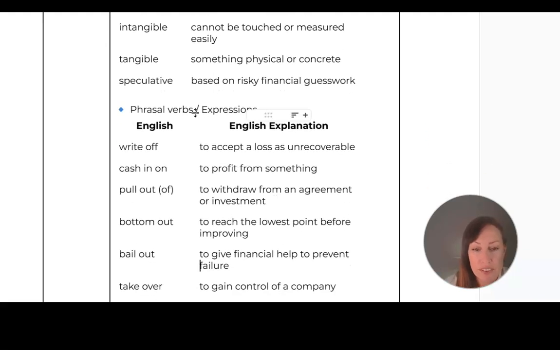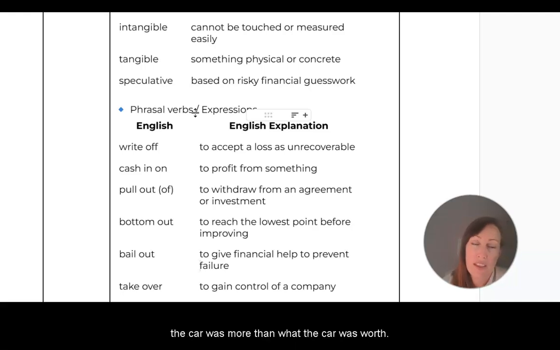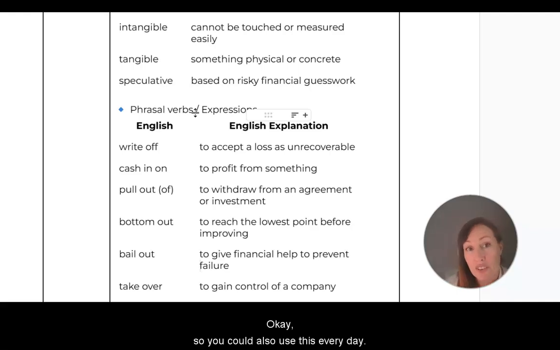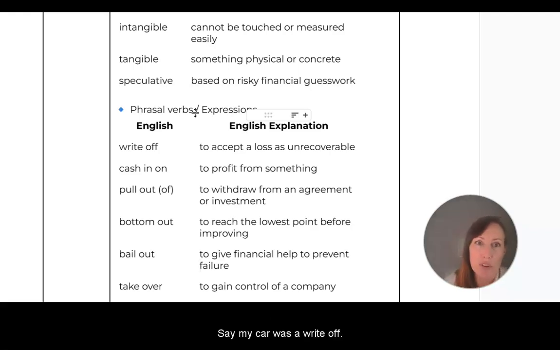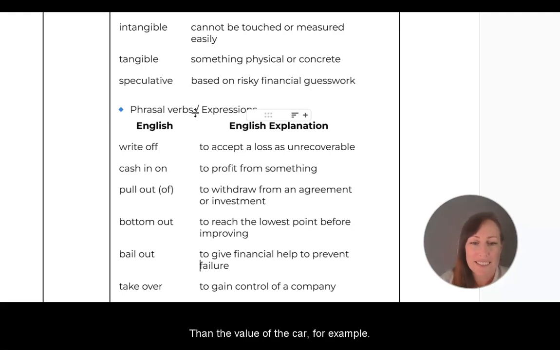Some phrasal verbs. To write something off is to accept a loss as unrecoverable. For example, I crashed my car, true story, and the car was written off because the cost of repairing the car was more than what the car was worth. Okay, so you could also use this every day, saying my car was a write-off. It was more expensive to repair than the value of the car, for example.